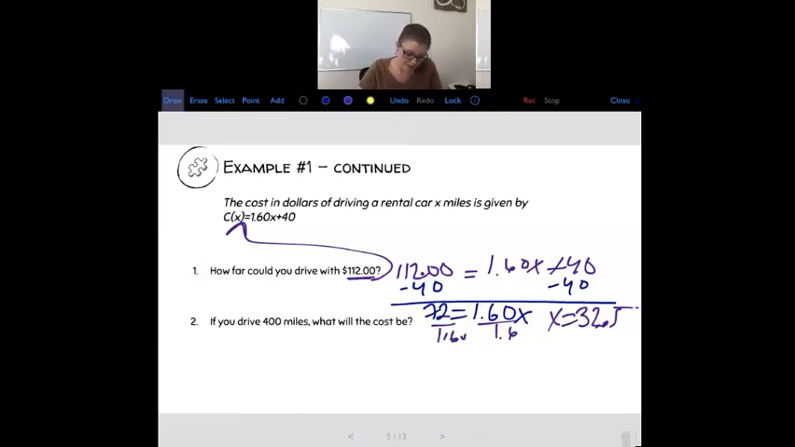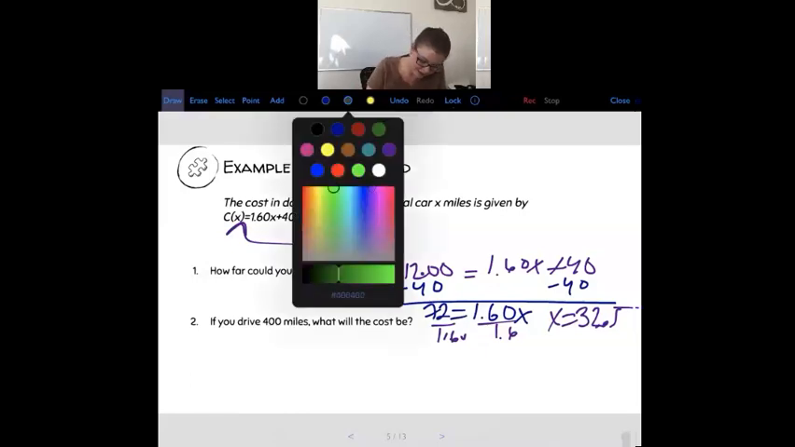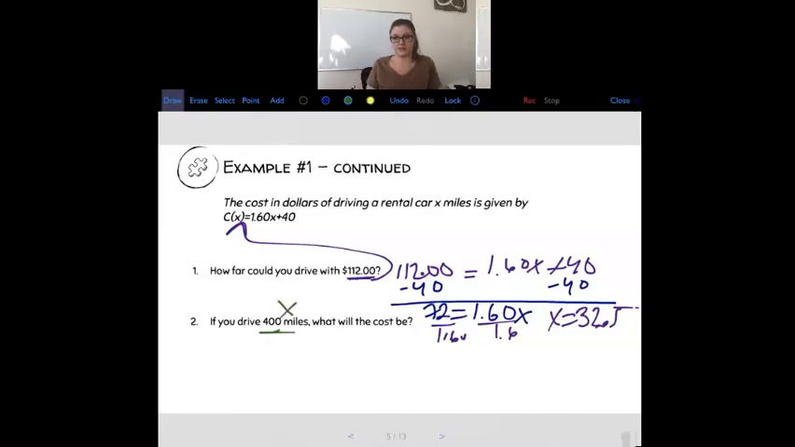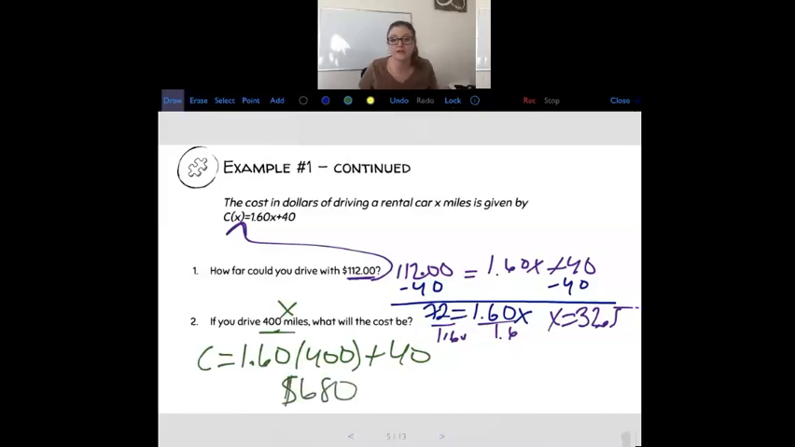Okay. Number 2, if you drive 400 miles, what would the cost be? So in this case, it's giving us x and it's looking for C, or for the cost. Okay, so our cost would be equal to 1.60 times 400 plus 40, and if you plug this into the calculator, you should get $680. Okay, so notice that this is in the form of y equals mx plus b, but the rate of change is taking on dollars per mile, and then the cost is how much it's the cost to drive a rental car.